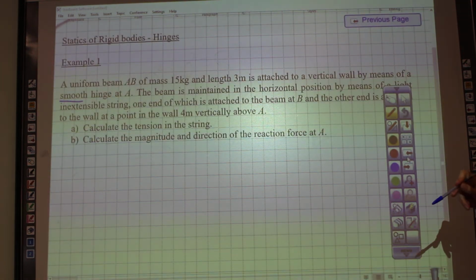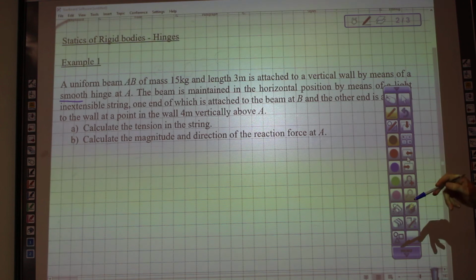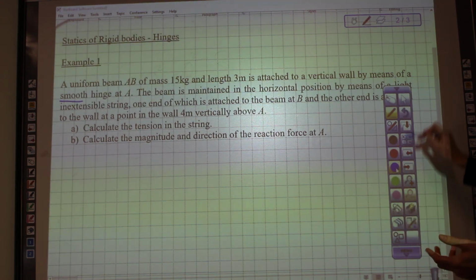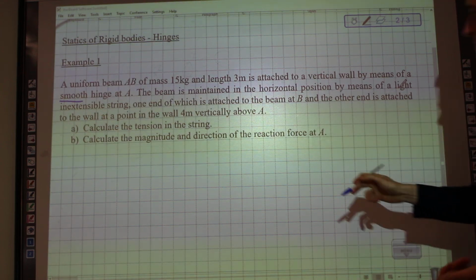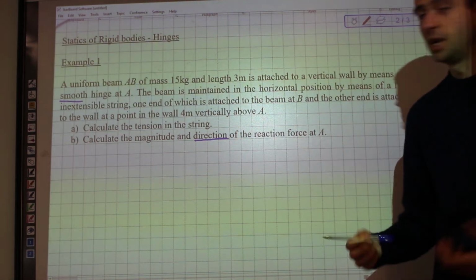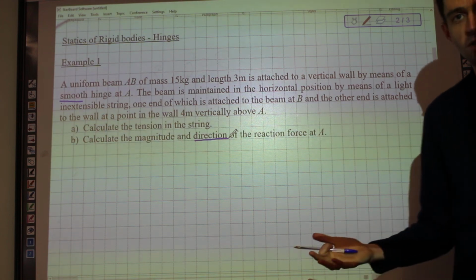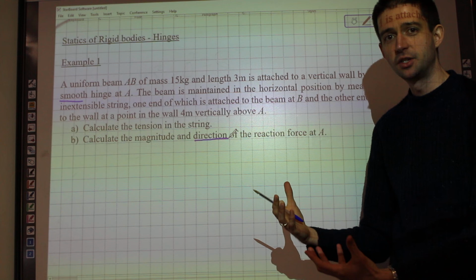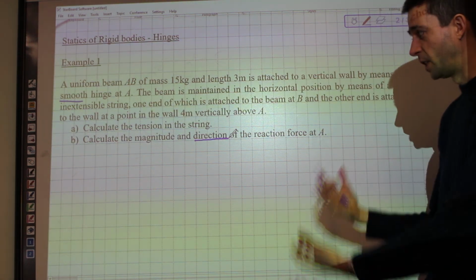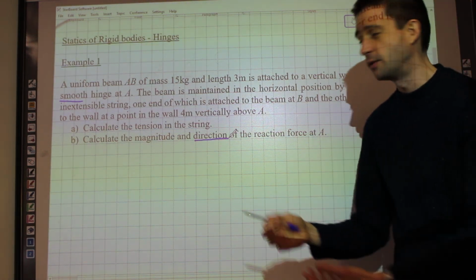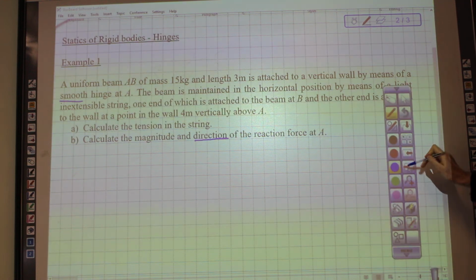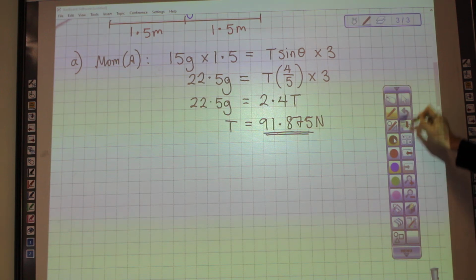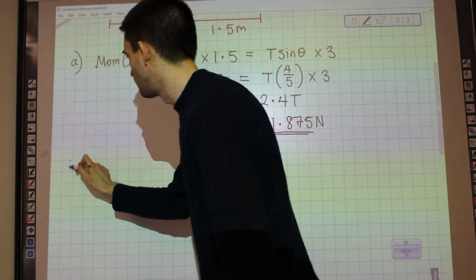Right, tension calculated. Right, B: calculate the magnitude and direction of the reaction force at A. Now, if you weren't sure about hinges, this is a massive clue because it's talking about direction. When have we ever considered the direction of the reaction force before? It's always been perpendicular to the surface it's resting on. But with a hinge it's different, magnitude and direction. But the strategy we adopt is the same. It's the same as we do with all the statics. We're going to resolve vertically and we're going to resolve horizontally.